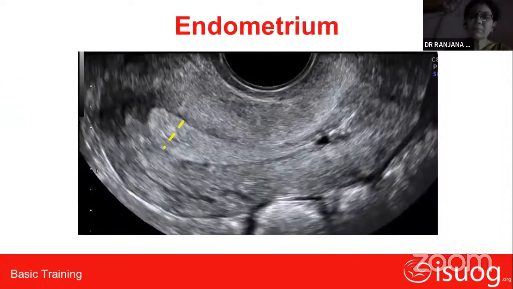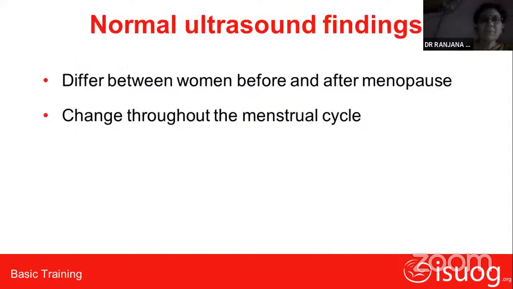So now my cervical portion is over. Now comes the endometrium. This is the endometrium in the center of the uterus, which is seen in a secretory stage. Because the endometrium differs between reproductive phases and postmenopausal. The changes occur throughout the menstrual cycle in reproductive females under the influence of estrogen and progesterone.